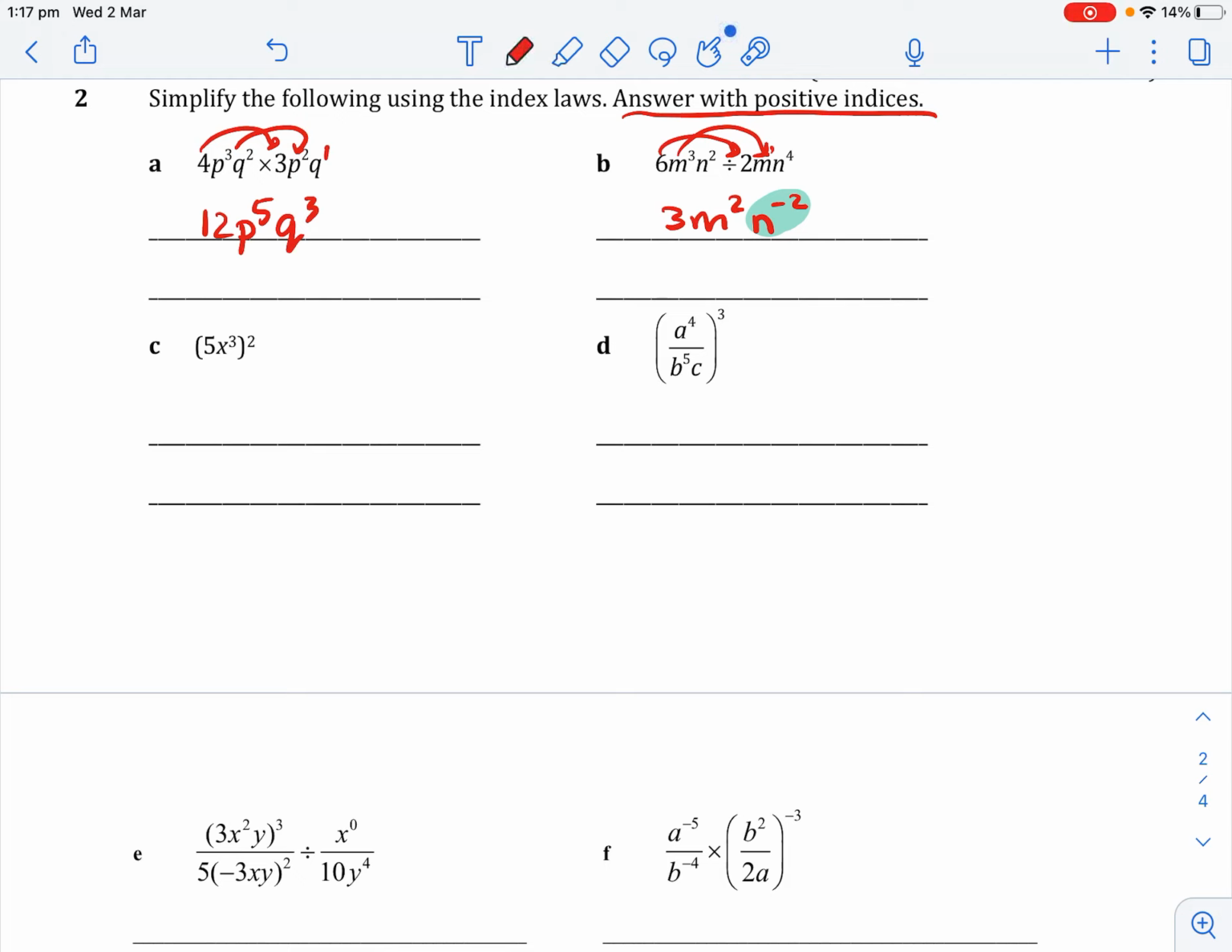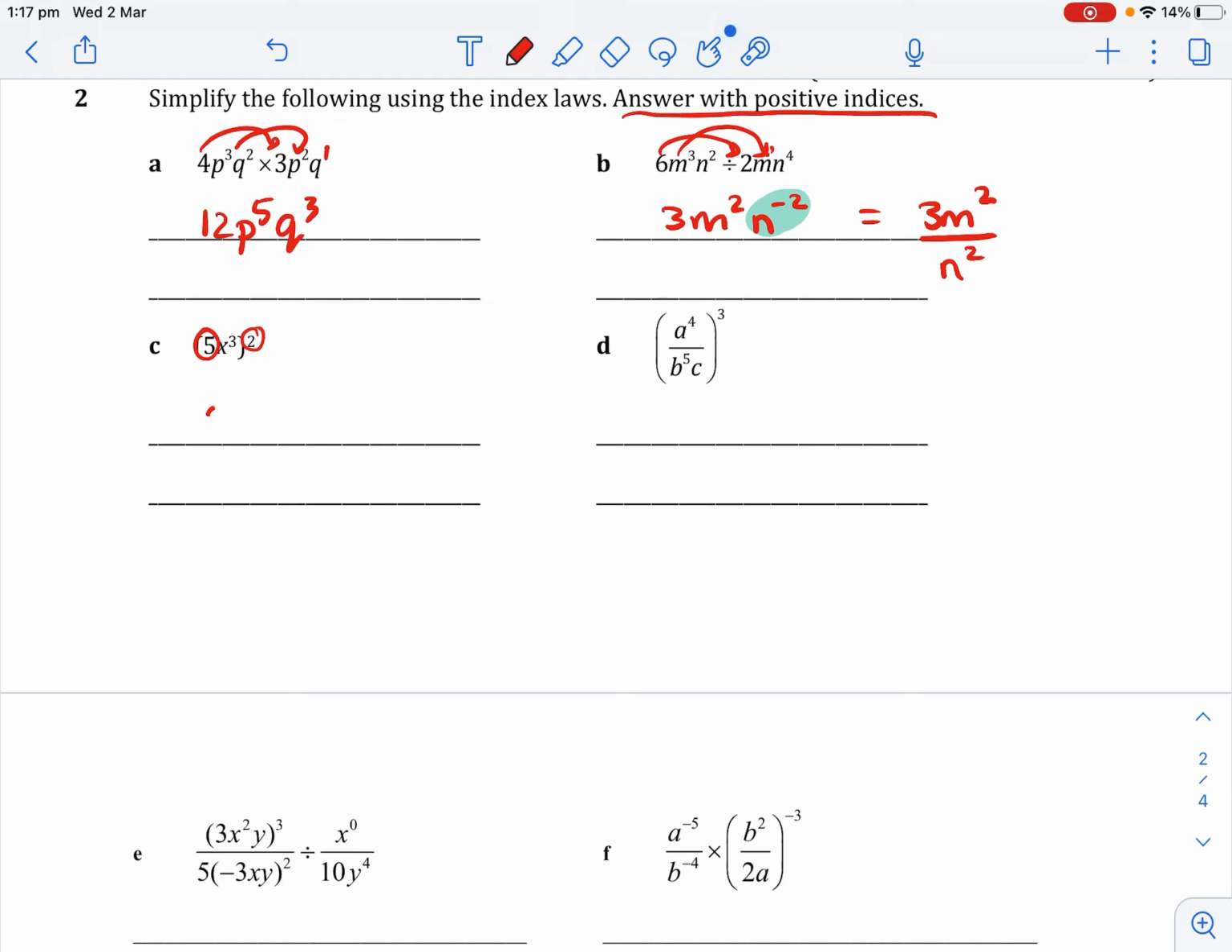And you may remember my metaphor from class about saving the negative numbers. To save the negative numbers, I'm going to move them either above or below the vinculum line. This is called the vinculum line. So if it's a negative on the top, I'm going to move it to the bottom. If it's a negative on the bottom, I'm going to move it to the top. So that n would go to the bottom and the power would become positive. That's my final answer.